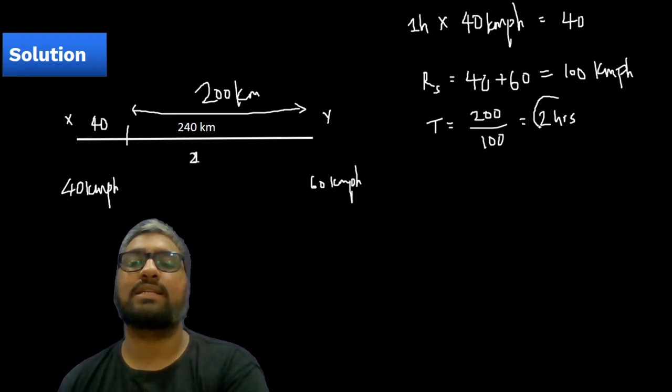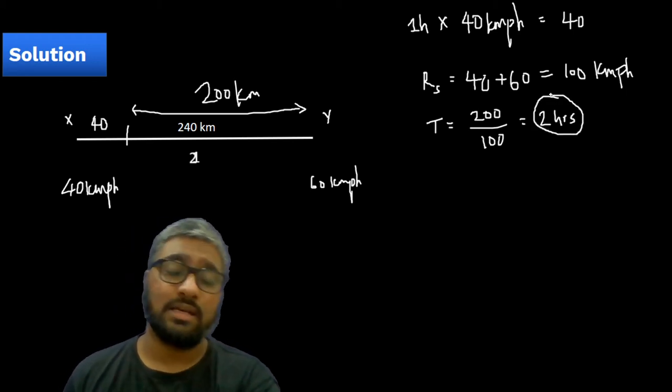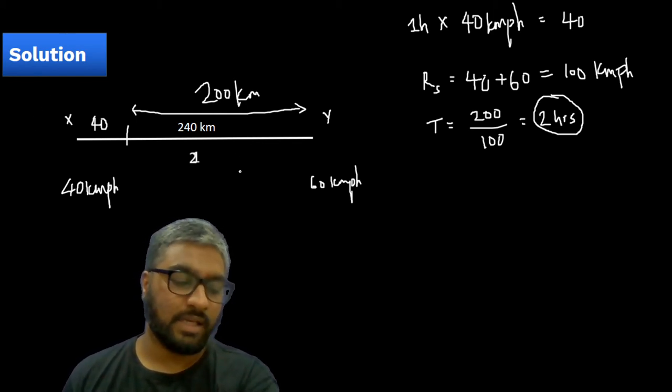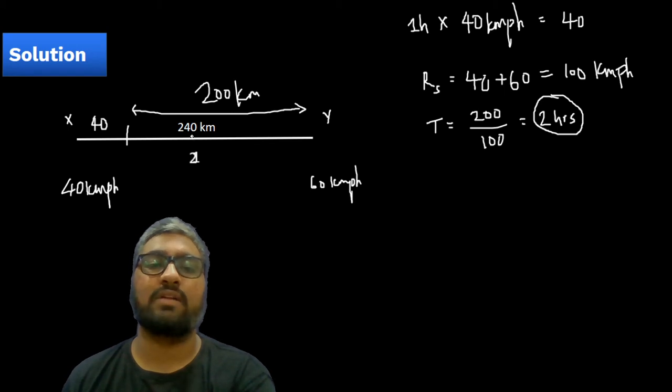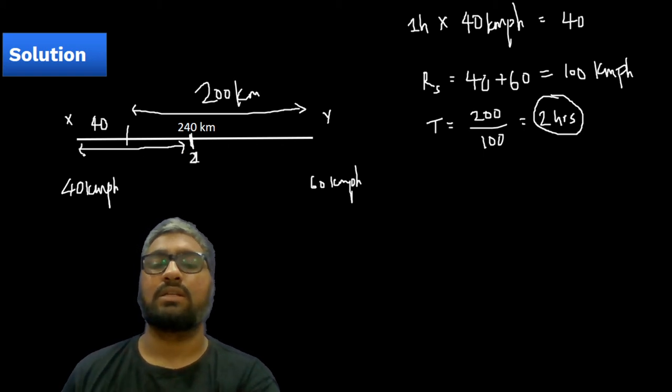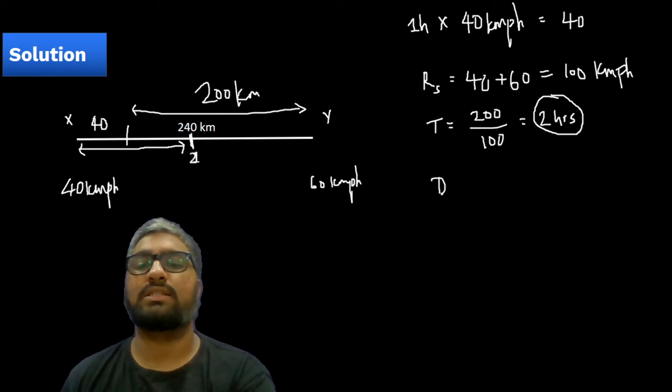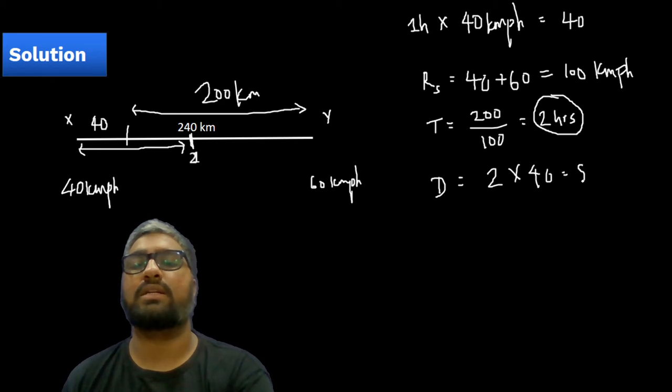Yes, but the question is not asking at what time would they meet. The question is instead asking how much distance would X have traveled, which means this point. What is this distance? So 2 hours at 40 kilometers per hour. So the distance he would have traveled from this point till here would be what? 2 hours at 40 kilometers per hour, that is 80 kilometers.